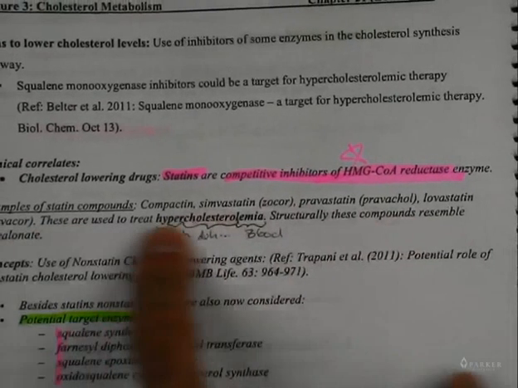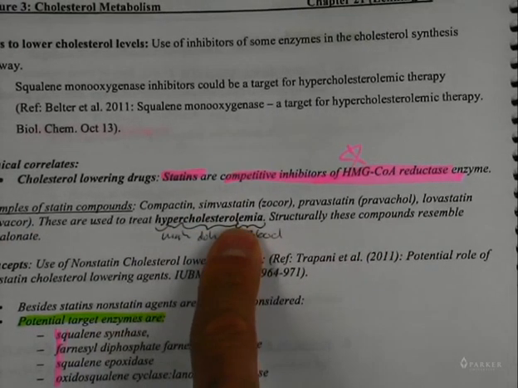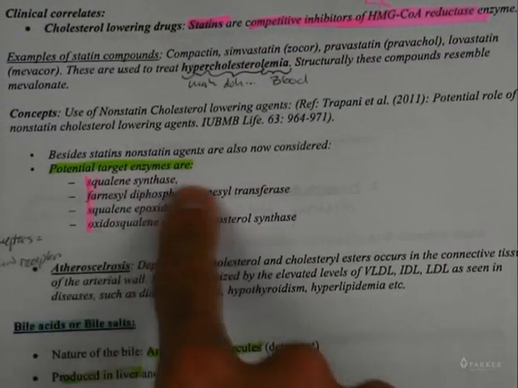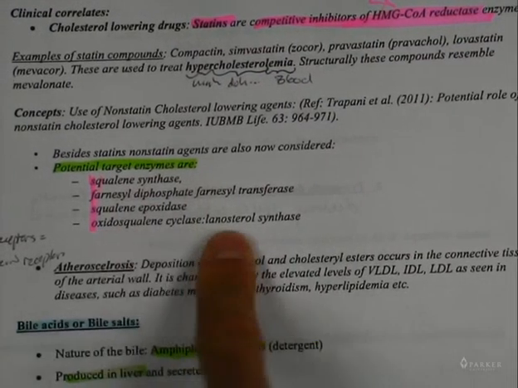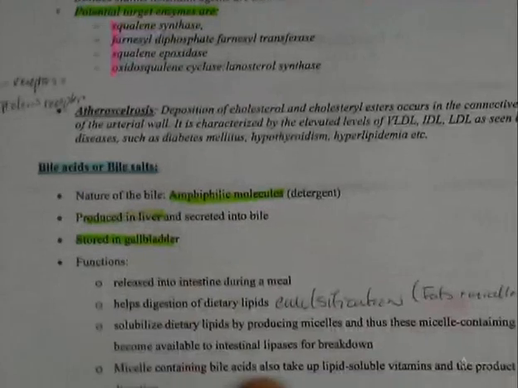Used to treat hypercholesterolemia, which is high cholesterol in the blood. So that's what you use for that. Other non-statin agents they're looking at are targeting squalene, farnesyl, lanosterol, et cetera. So they're looking at non-statin agents which don't target the rate-limiting enzyme, they just target other enzymes of cholesterol biosynthesis. That's for your information, doesn't usually show up on stuff you need to know for boards or Dr. Starkar.